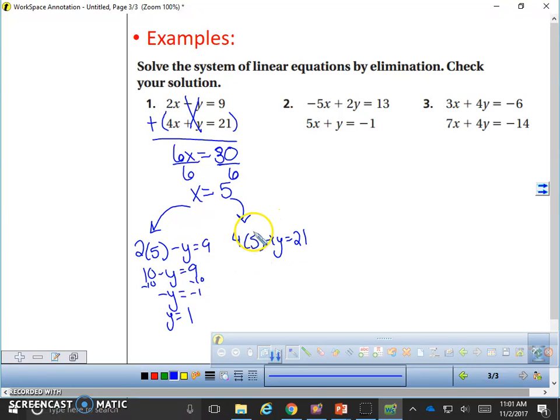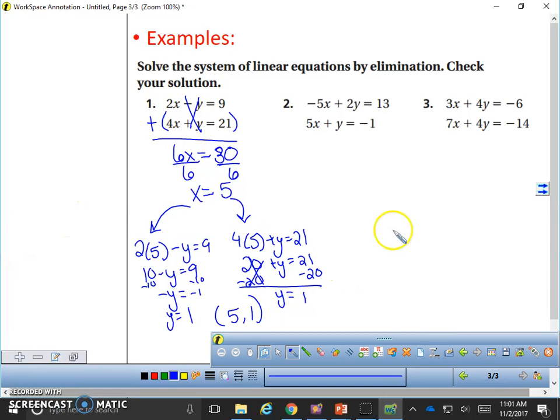Check our work. 4 times 5 is 20. Take away 20, y equals 1. Did it right? The answer is 5, 1. All right. If you didn't get this all down, pause your video. I need to erase because I need some more room for example 2.